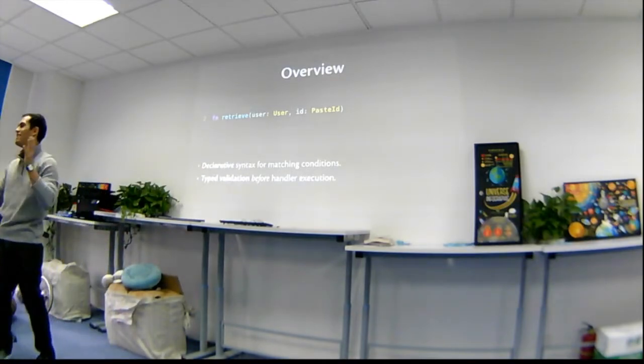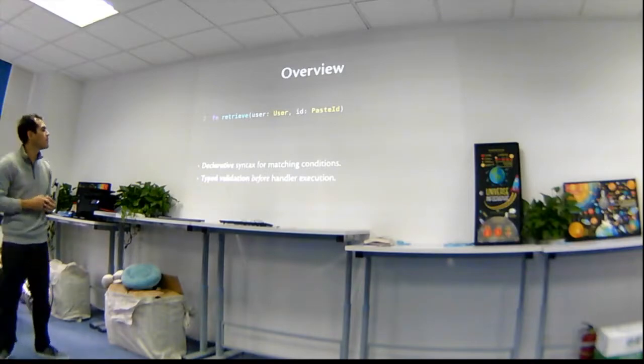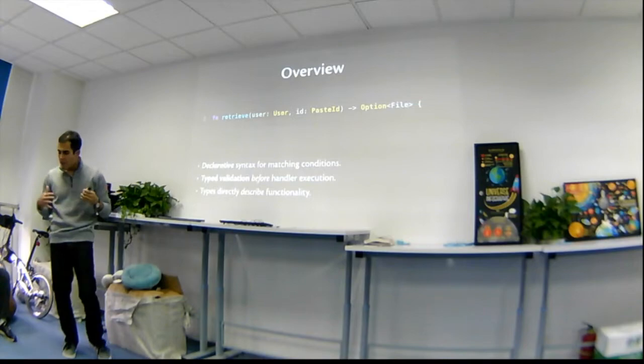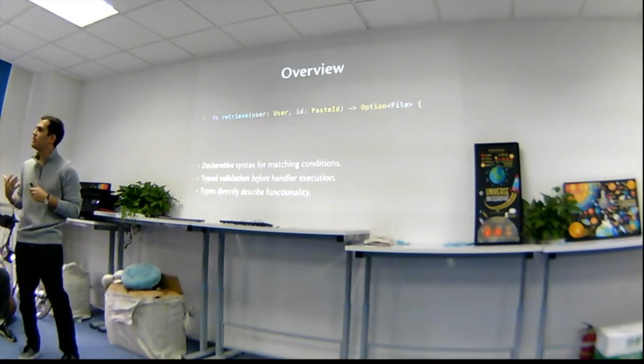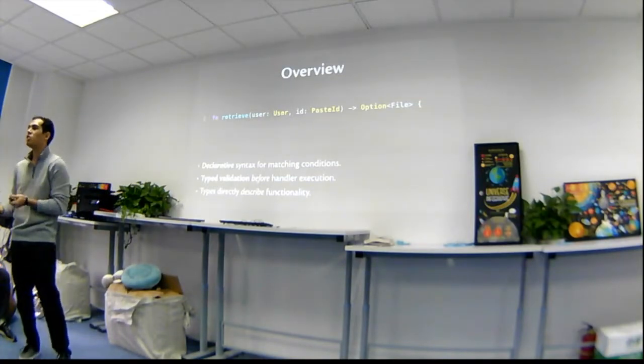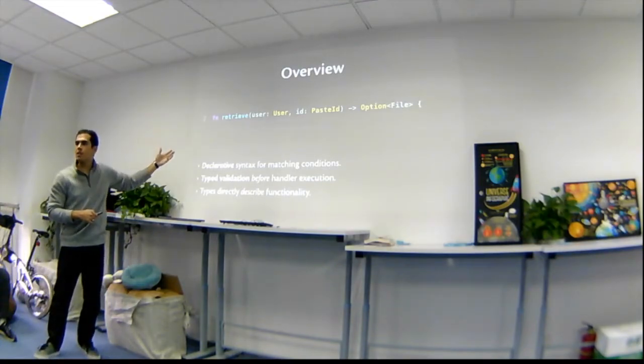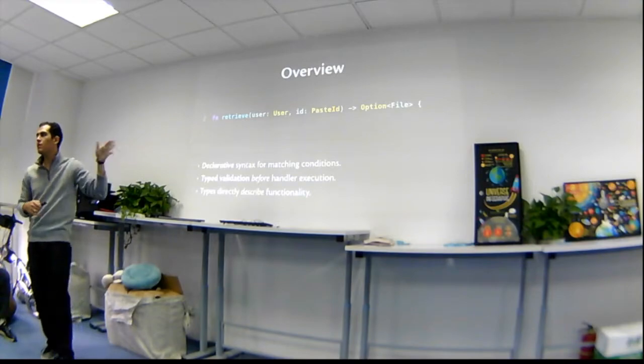And you can put any types that you want. We'll see much more later. And then you also have this return type. Again, this is the same philosophy: we want types to describe the functionality. So here we have this return type. Once our thing executes, it's going to return an option of a file.